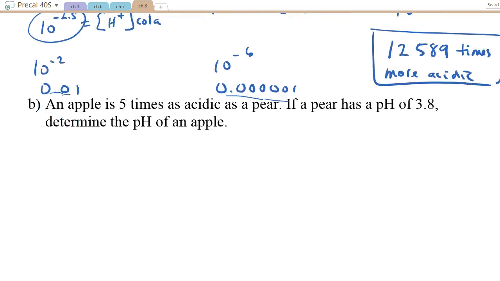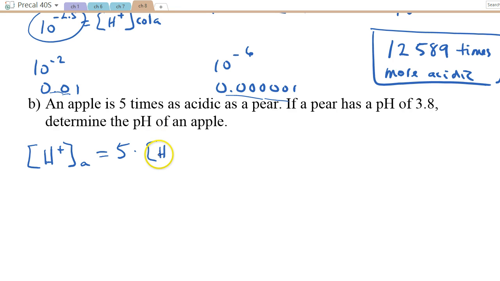Okay, here's another question. An apple is 5 times as acidic as a pear. So again, when we're talking about as acidic as, we're going to say the hydrogen ion concentration of an apple is 5 times the hydrogen ion concentration of a pear. When we write that out mathematically, the hydrogen ion concentration of an apple, A for apple, is 5 times the hydrogen ion concentration of a pear, P for pear.